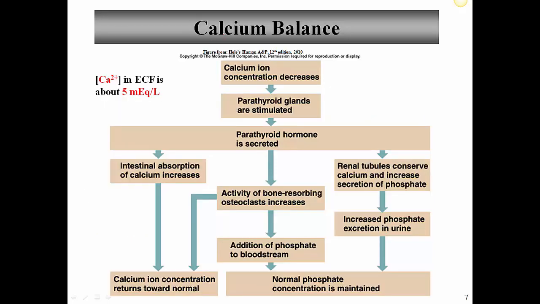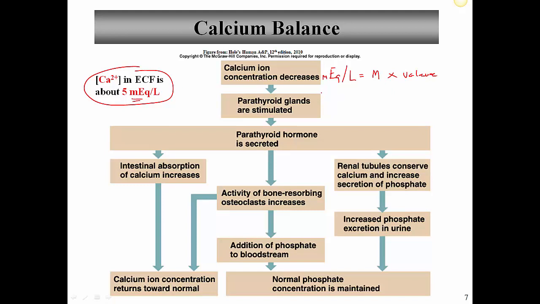The final electrolyte we want to talk about is calcium. The normal calcium concentration in extracellular fluid is about 5 milliequivalents per liter. Just to remind you of something we talked about before, if we want to figure out the milliequivalents per liter, this is going to be equal to the molarity times the valence of an ion, right?